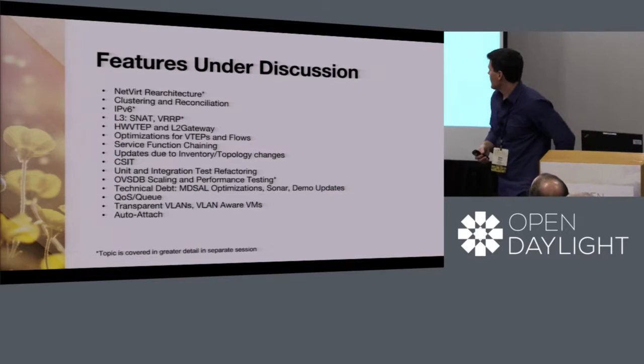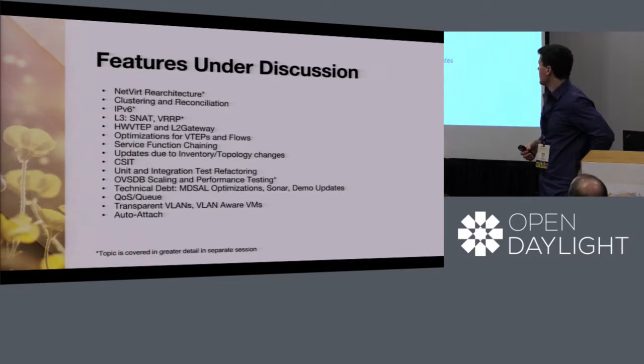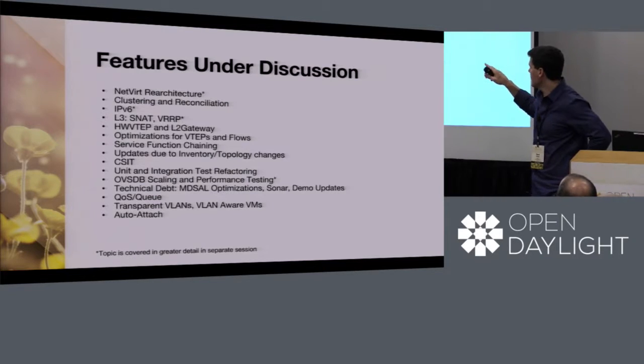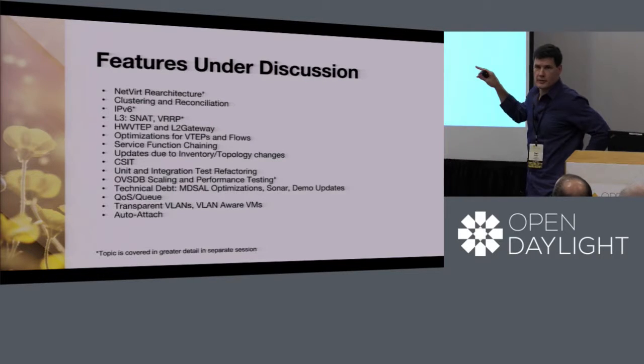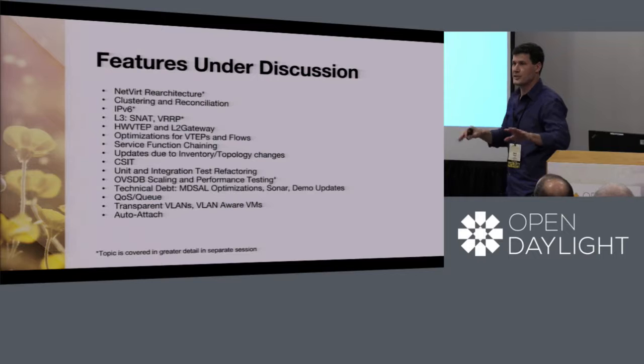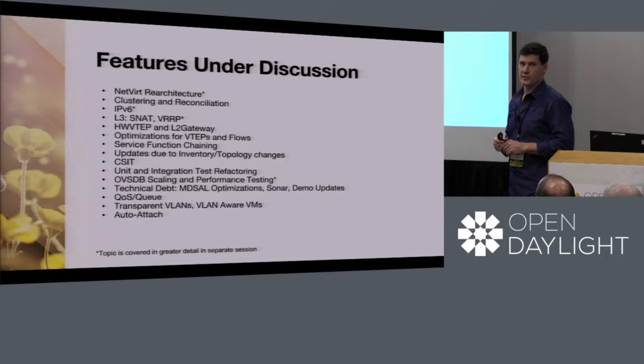So here's the tentative list right now. You can see some of these have asterisks beside them. We've got at least one or two slides for every one of these, giving a high-level description, and we'll go through those. The ones with the asterisks are features which have separate sessions here at the forum, like Andre did just prior to this one, the NetVirt Rearchitecture. So we can try to walk through those quickly and save more time for the other stuff.